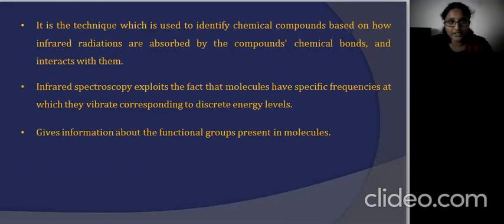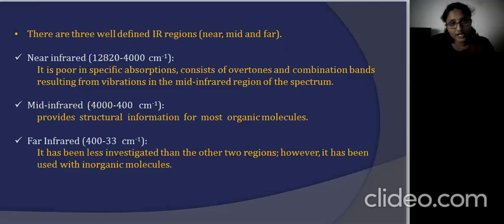So moving ahead, it is the technique which is used to identify chemical compounds based on how infrared radiations are absorbed by the molecules or compounds, chemical bonds, and interact with them. So this spectroscopy exploits the fact that the molecules have specific frequencies at which they vibrate corresponding to the discrete energy levels. It gives us information about the functional groups present in the molecules. So there are three well-defined IR radiations. They are near IR, mid IR, and far IR.